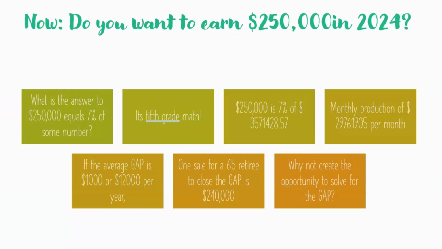So if the average gap is $1,000 a month or $12,000 a year, one sale for a 65-year-old retiree to close the gap is they take $240,000 out of their 401k and they give it to the company that you help them pick. And then you get paid 7%. Why not create the opportunity to solve for the gap?